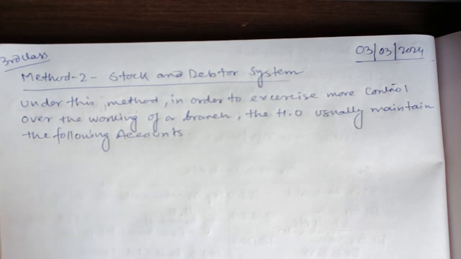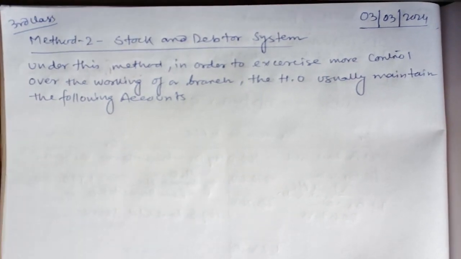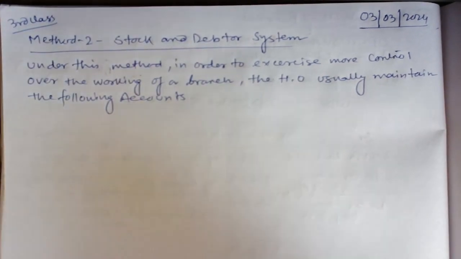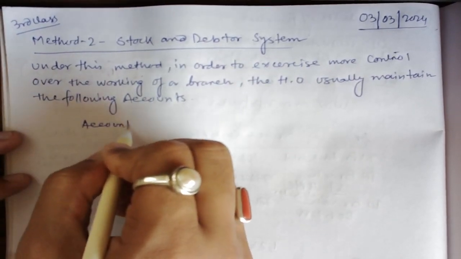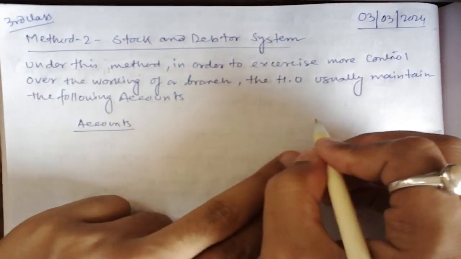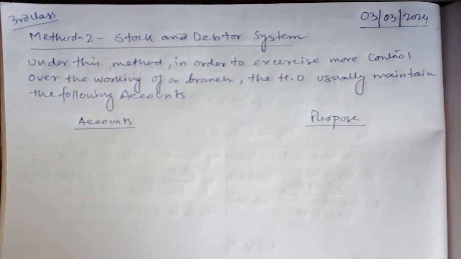So method 2, the stock and debtors system, is quite interesting and also important with respect to our exam. Let's follow it and see what accounts we prepare. Let's write it down through a box. Here you can write accounts and here you can write purpose, the purpose for which we are going to prepare those accounts.